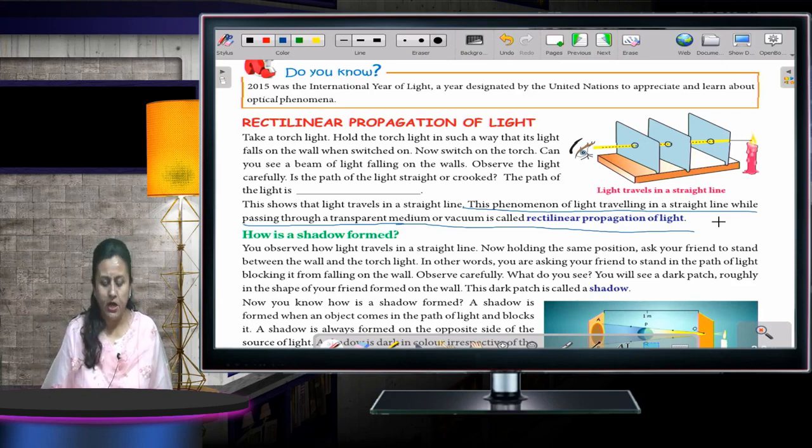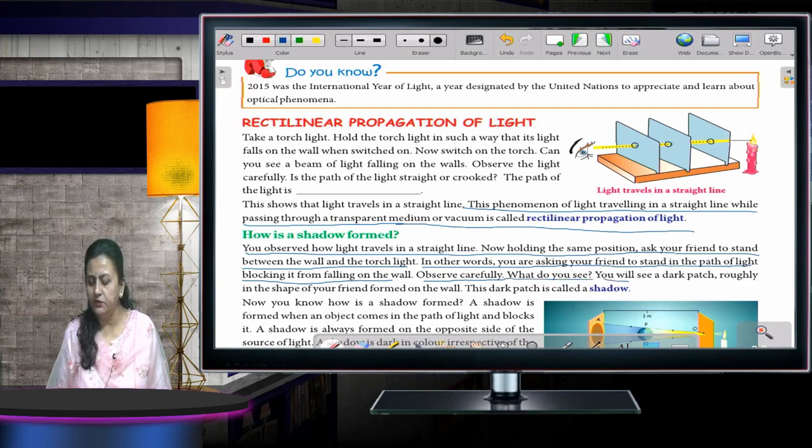Now, how is a shadow formed? What is a shadow? Shadow is परछाई. How is it formed? You observe how light travels in a straight line. Now holding the same position, ask your friend to stand between the wall and the torch light. In other words, you are asking your friend to stand in the path of the light, blocking it from falling on the wall. Observe carefully.